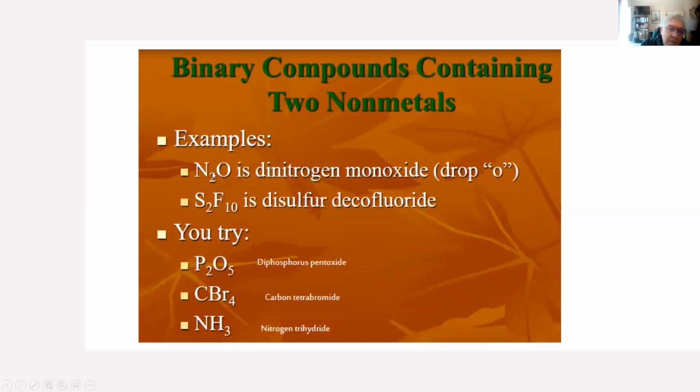In this case, you have two nitrogen, then you say dinitrogen, and you have only one oxygen, then you say monoxide. In this case, you have two sulfur, then you say disulfur. And you have ten fluoride, then you say decafluoride. And here you can see diphosphorus pentoxide, carbon tetrabromide. In the first element, you don't write mono, never, only in the second one.